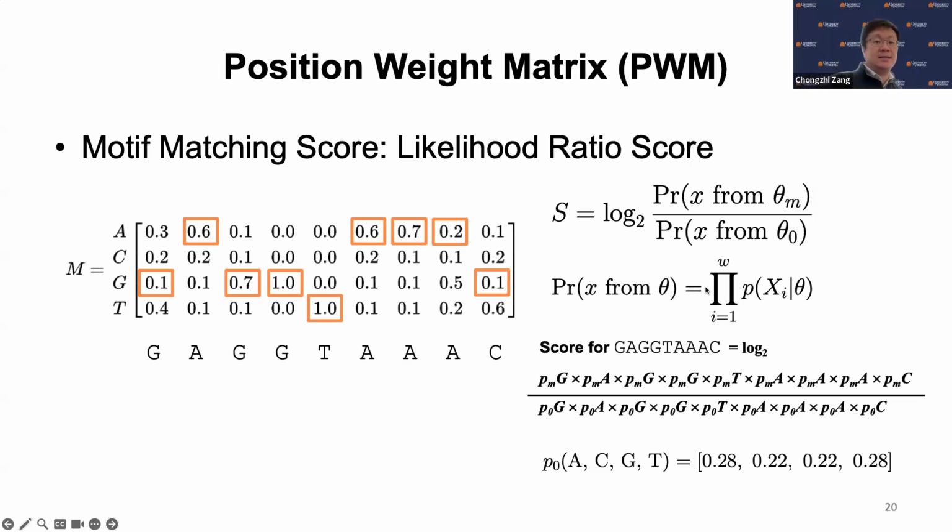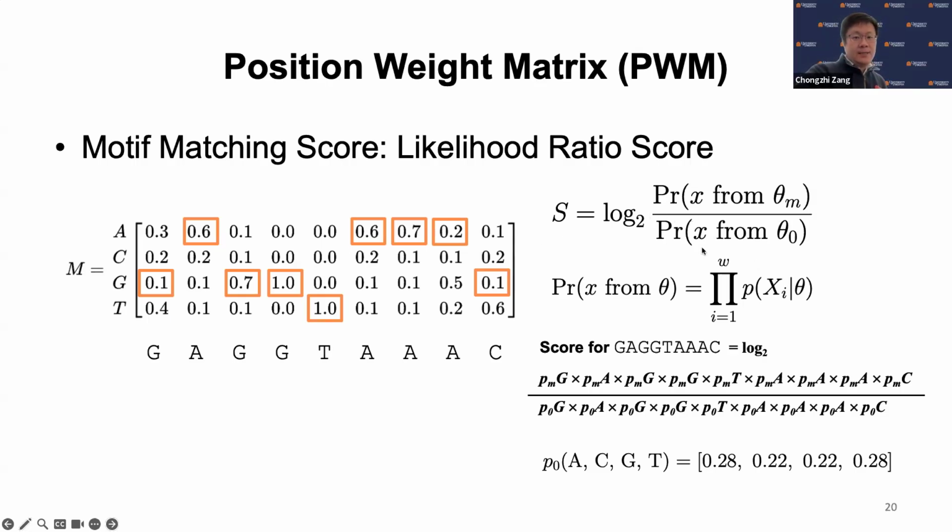The way to calculate this is that this score is the log 2 of the ratio between the probability of this sequence occurring from the position weight matrix over the probability of the sequence coming from the background. I'll explain this in more detail.